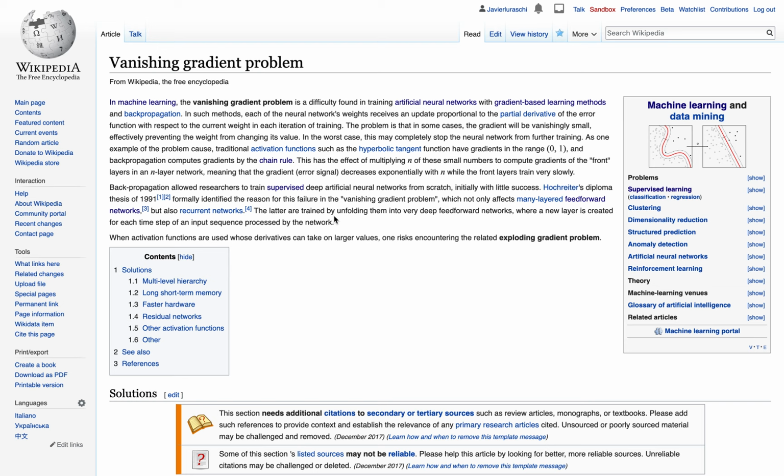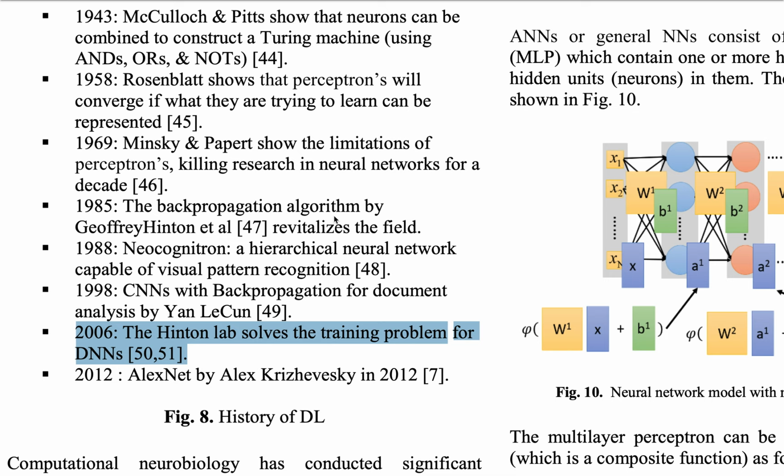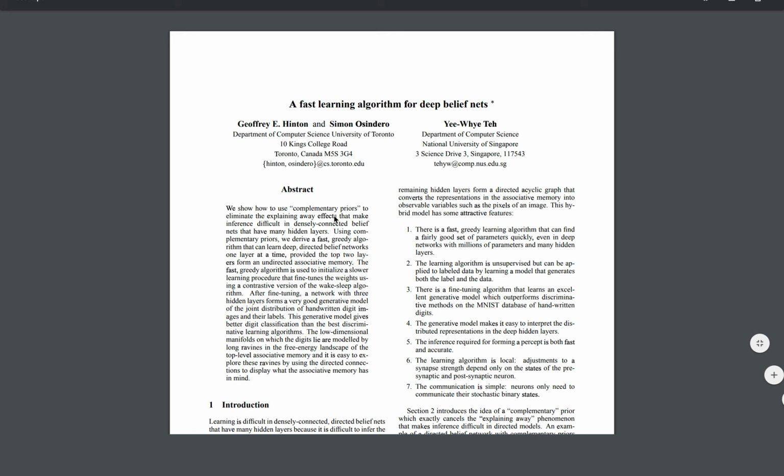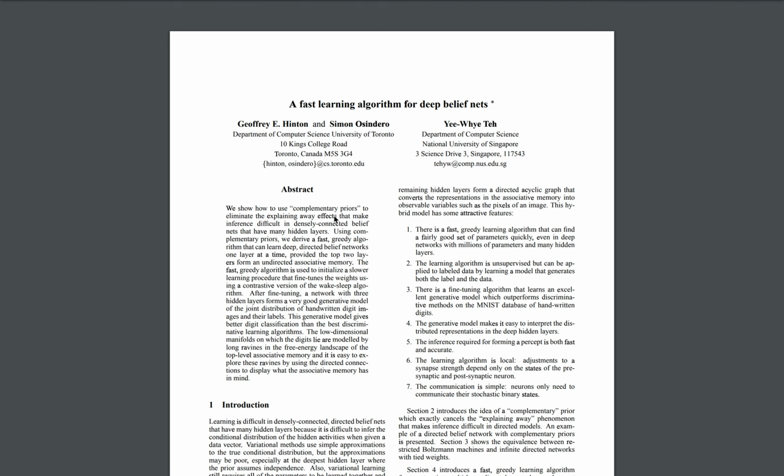So someone had to overcome this problem, right? The vanishing gradient problem. And the next paper that we highlight is from 2006, and that's when Hinton solves the training problem for deep neural networks. So how is this solved? How did Geoff Hinton figure out a way of training deep networks? This is the paper, A Fast Learning Algorithm for Deep Belief Nets, which again are pretty close to neural networks.